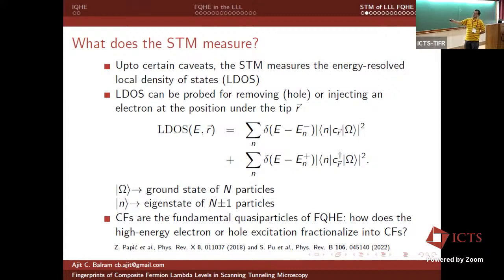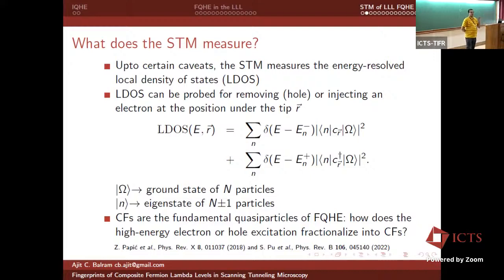This local density of states is a function of both the energy, so you can give some bias to the STM to control the energy at which you pump the electron in or remove it, and the position R. If you annihilate an electron on the ground state, where omega is the ground state, then this state is made up of n-1 particles. Or if you add an electron, then this state is made up of n+1 particles. Then you take its overlap with all the exact states in that particle number sector, and sum over a delta function, where the energy conservation is built in.